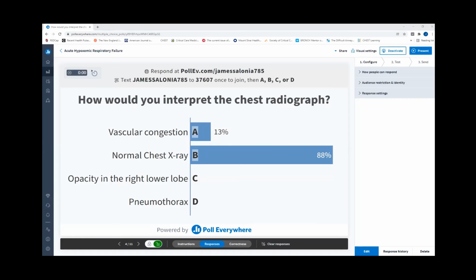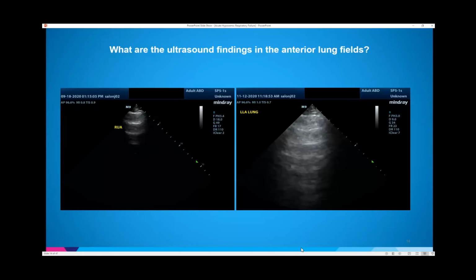So you decide to grab the ultrasound again. It's the same place you left it in the ED. So you pick it up and you look on the right side here, and this is the left side. So this is the right anterior. This is the left anterior. So I'm going to ask you to describe these ultrasound findings in the anterior lung fields.